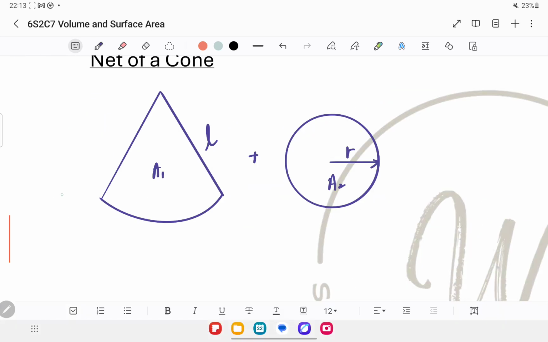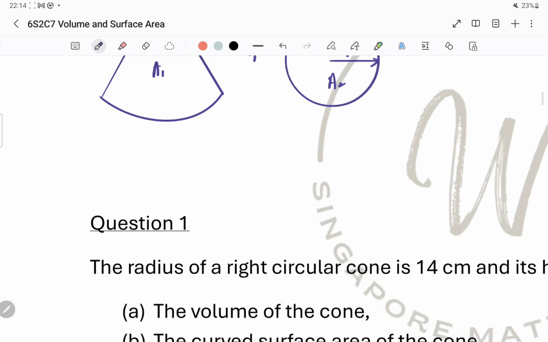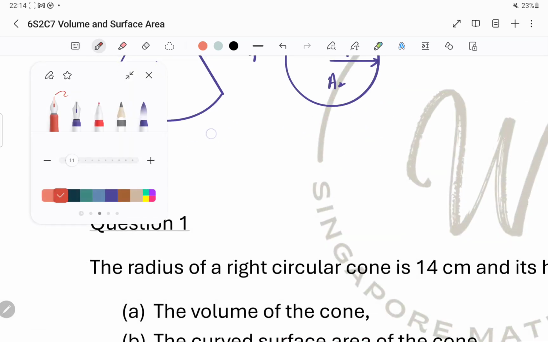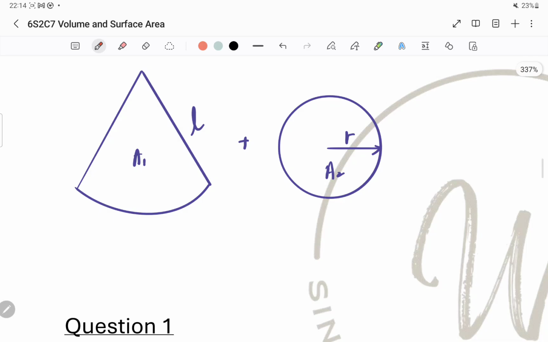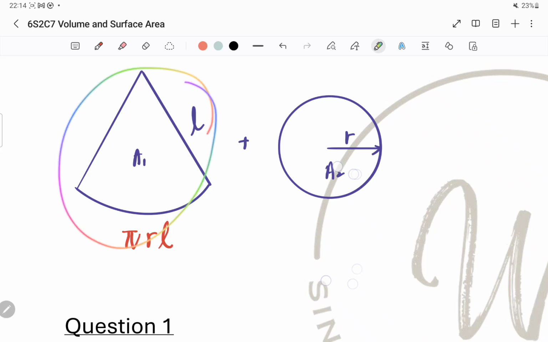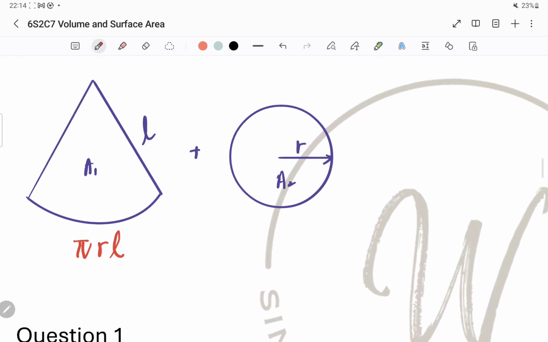What I want you to remember is this one: pi r L. Pi r L is the area of the ice cream cone over here, A1. Then to find out the area of a circle, this one you already have learned, it is pi r squared.